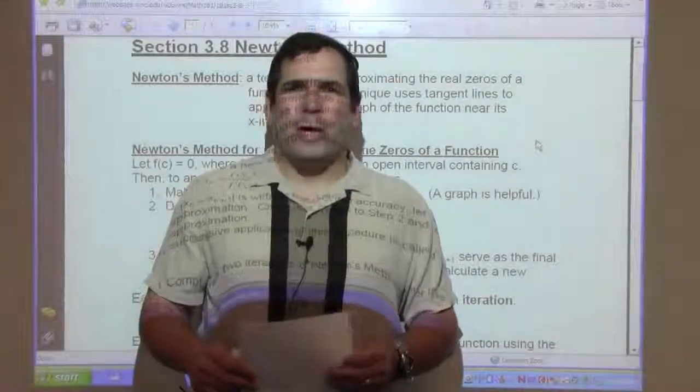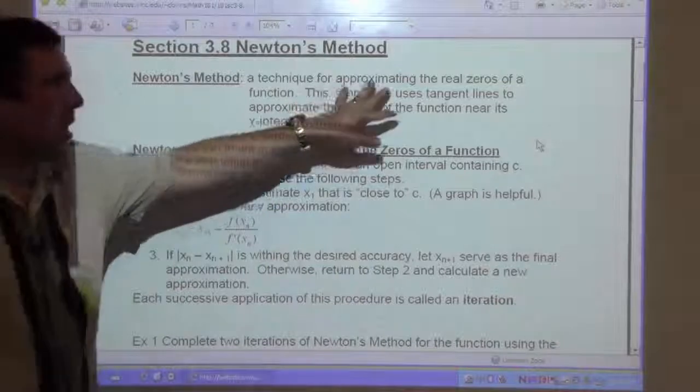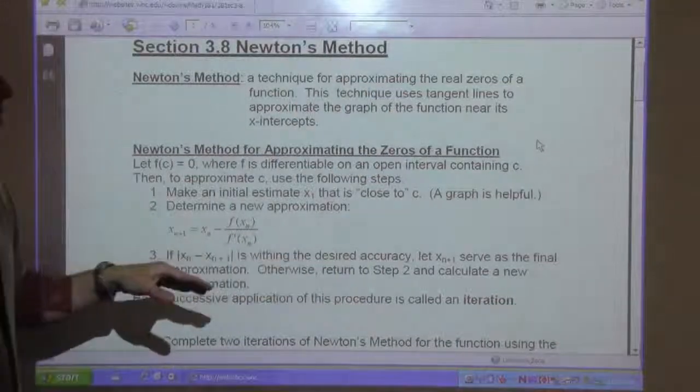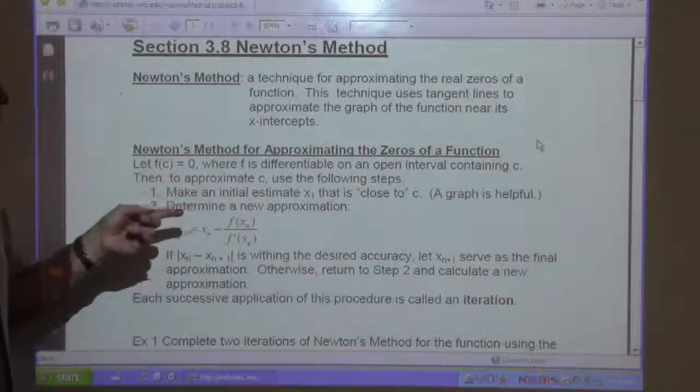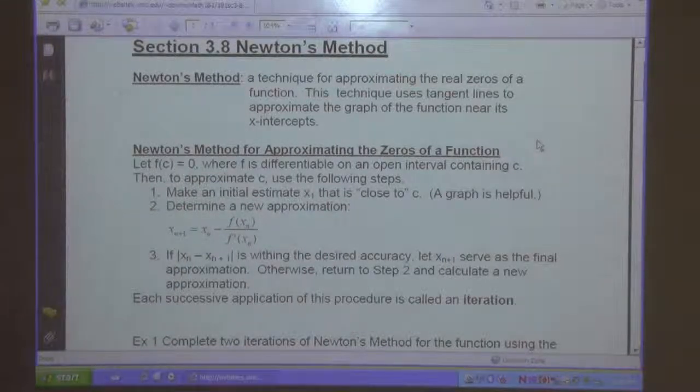Hello, welcome to 3.8, Newton's method. So Newton's method is a technique for approximating the real zeros of a function. This technique uses tangent lines to approximate the graph of the function near its x-intercepts.